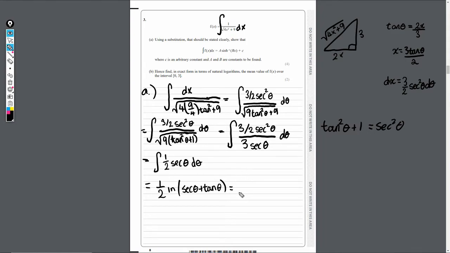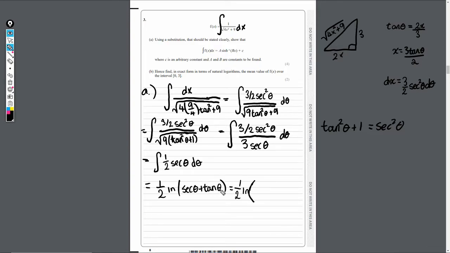Now, we can use the given forms in the book because we know it's got to be a hyperbolic sine inverse of x. We can use the formula book for maths, which gives you the forms of what this is going to be. So using that, I'm just going to sub everything in now. It's going to be a half ln tan theta plus sec theta here.